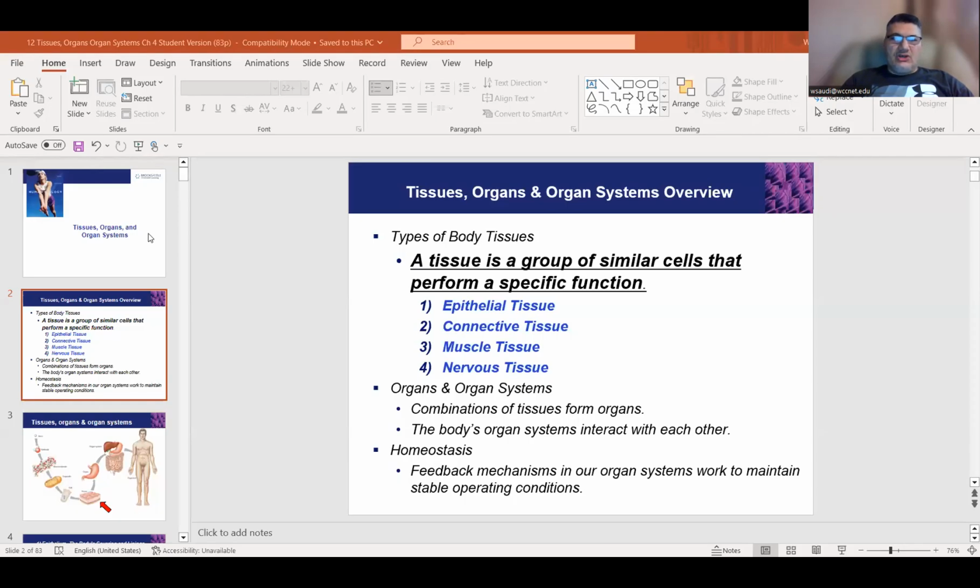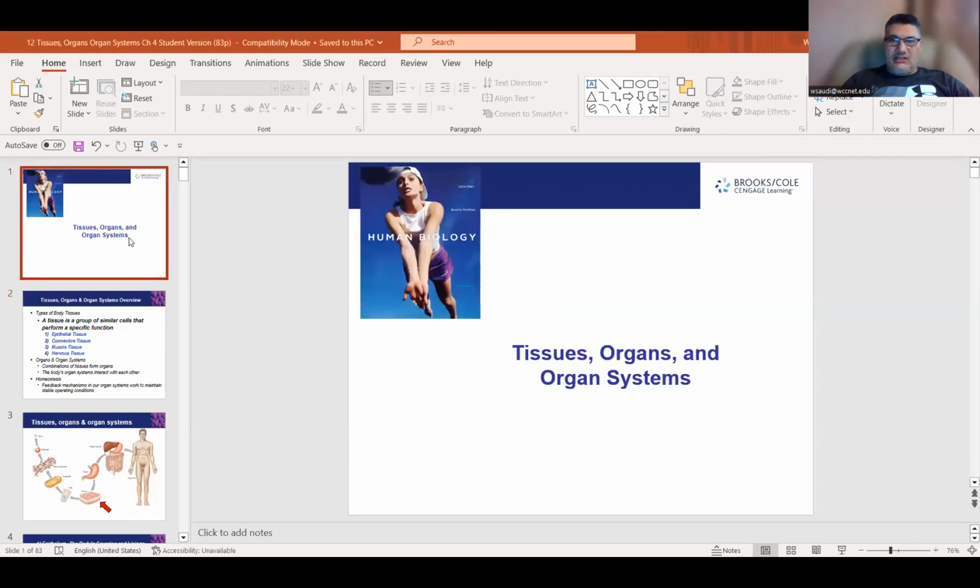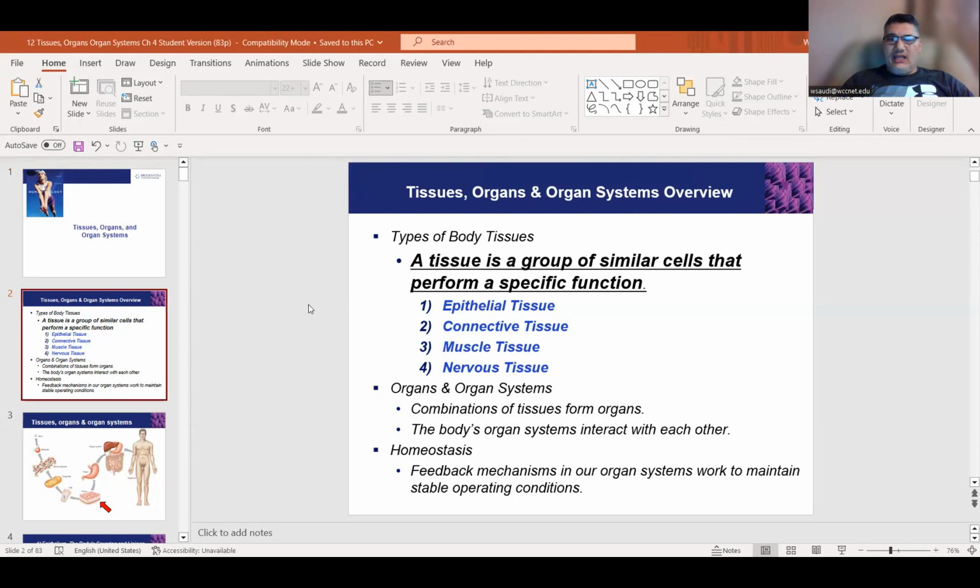Okay. So this chapter again is the next level, which is the tissues, organs, and organ systems. And basically, we talked about the cells already. Now, the next level above the cells is when you put the cells together. Which cells? Similar cells that perform a specific function. We call those together tissues.